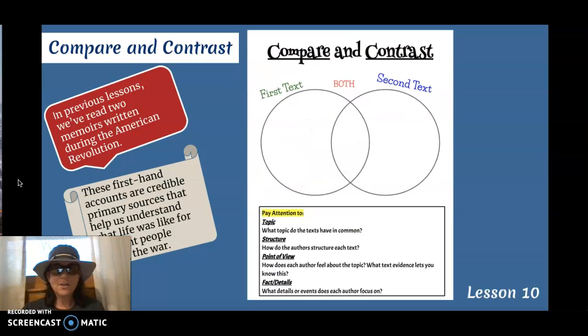All right, compare and contrast. So, what you need to pay attention to is the topic. What topic do they both have in common? The structure. How do the authors structure each text? Point of view. How does each author feel about the topic? And then what evidence lets you know this? And then facts and details. What details or events does each author focus on?